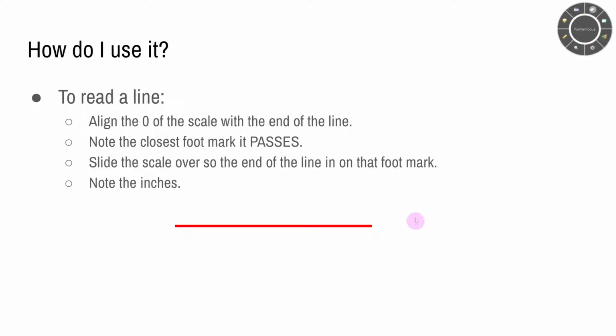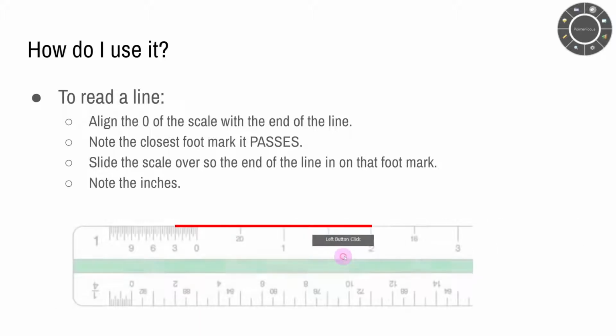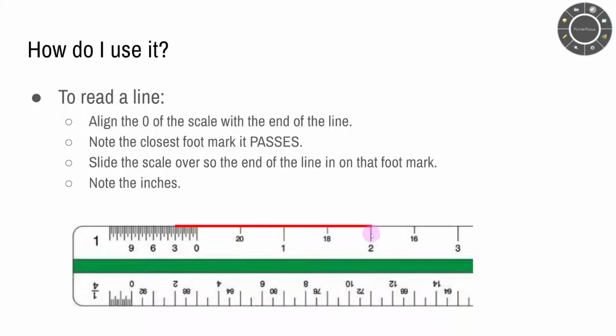So if I had this line here, and I was doing it at 1 inch is equal to a foot, I would note the closest foot mark I completely pass, which in this case would be 2 feet. So I know this line starts with 2 feet, and then I would slide my ruler over so that 2 foot is now sitting at the end of the line, and I would see how many inches I had left. And so this line at a scale of 1 inch equals a foot is 2 feet, 3 inches long.